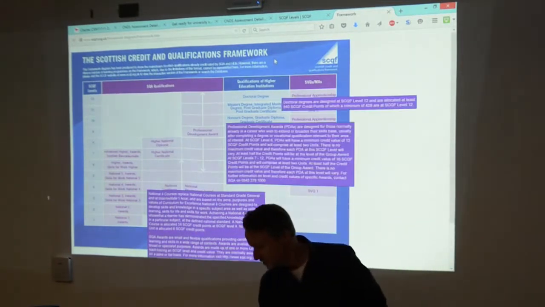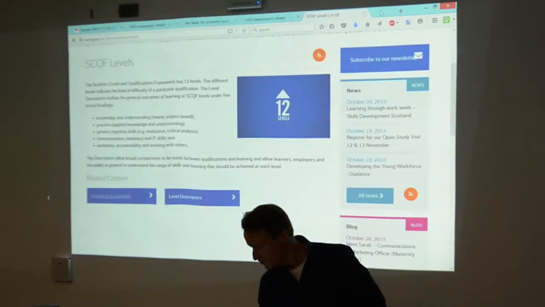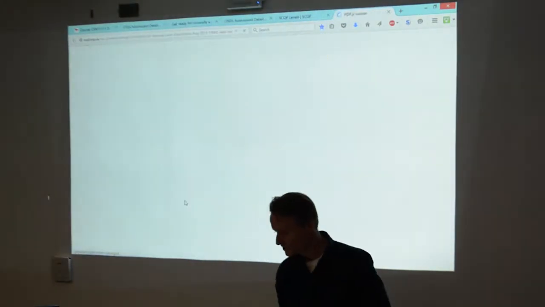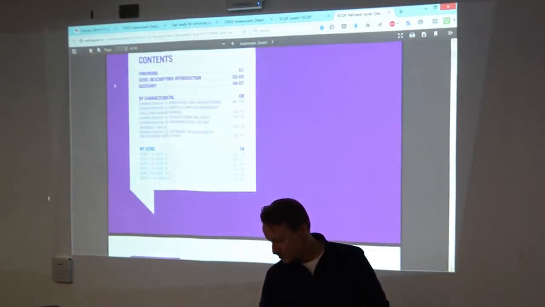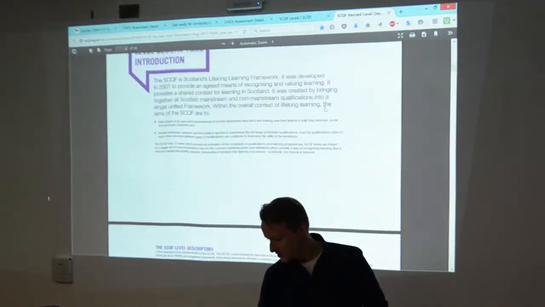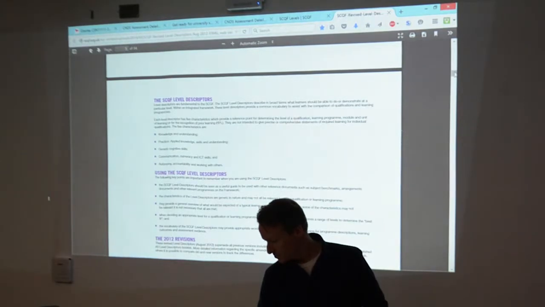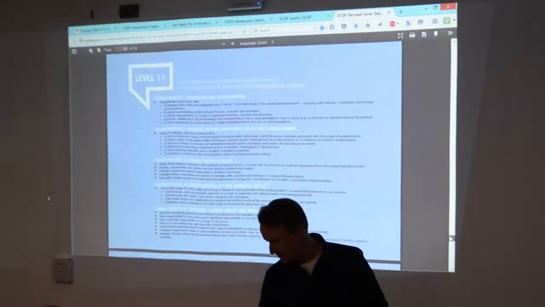What you can do is actually go in and have a look at the levels. There's quite a good document. If you go into the level descriptors document and you just go down, it's got a very detailed description of all the different levels. You can read through the whole thing if you like, but there's some quite good summary pages near the end.